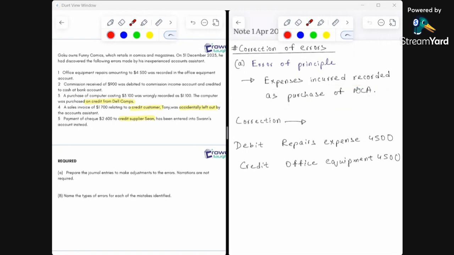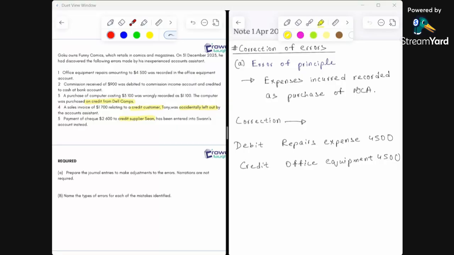To correct this error, we need to reduce the $4,500 which we had previously recorded in the office equipment account. So when we had previously recorded that error in the office equipment account, we would have debited the office equipment account, right? Because we would have shown it as the purchase of a non-current asset, and when assets go up, we would have debited it. So previously, when we made the mistake, we would have debited the office equipment account. But now that we have to correct it, we would reduce that office equipment account.